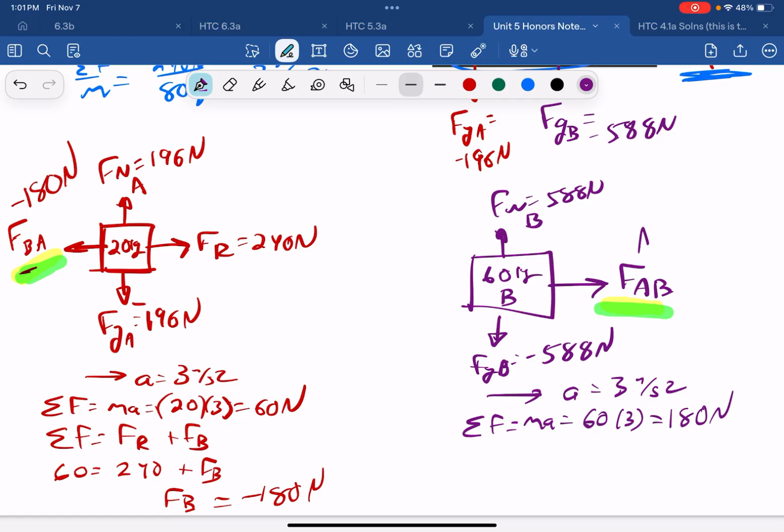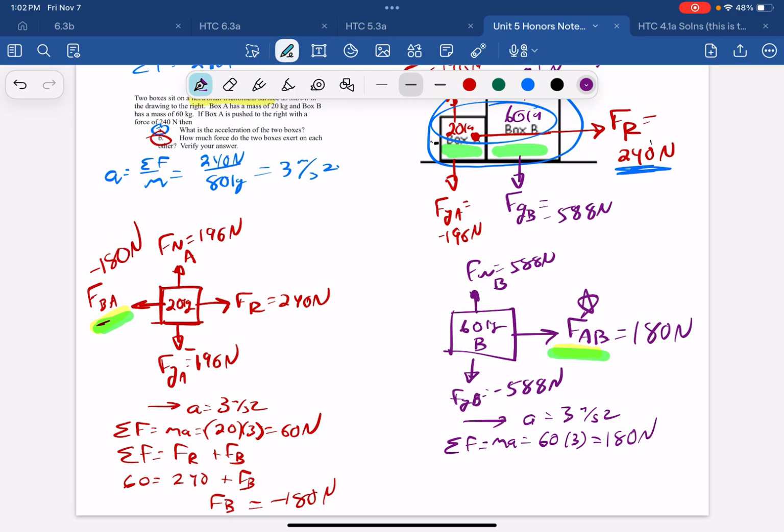On this object, the only force that doesn't cancel is that force of A pushing it, so that's got to be 180 newtons. And notice those two forces that are highlighted are equal and opposite because they are an action-reaction pair. All right? So there we go. That is our first example.